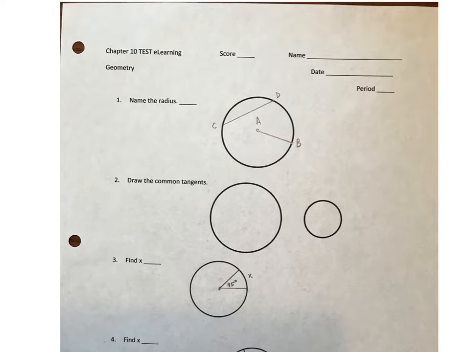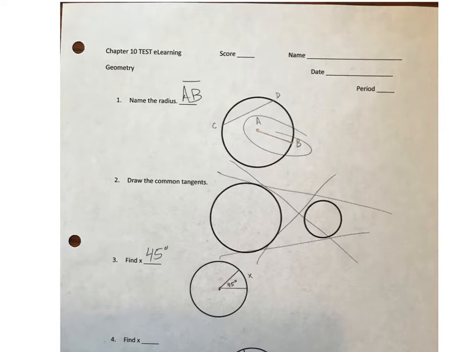All right, everybody else. Name the radius. The radius is AB, and to be technical, it's a segment. Number 2, draw the tangents. So all you really needed to do was a straight line touching both of them, and then the 2 going on the inside. So there were 4 altogether, 4 tangents there. And then number 3, if your angle starts at the origin, at the center of the circle, then the arc is the same as that angle. So this is technically 45 degrees.